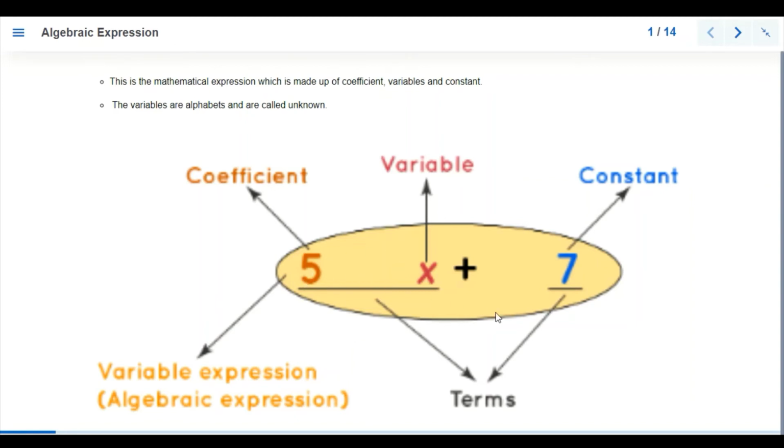So look at this. Normally, this is a linear equation, but with a variable x. Now we have a coefficient here. The coefficient, for example, here is 5. The variable we need to solve for here is x, and the constant value is 7. So we call all of these terms an algebraic expression.